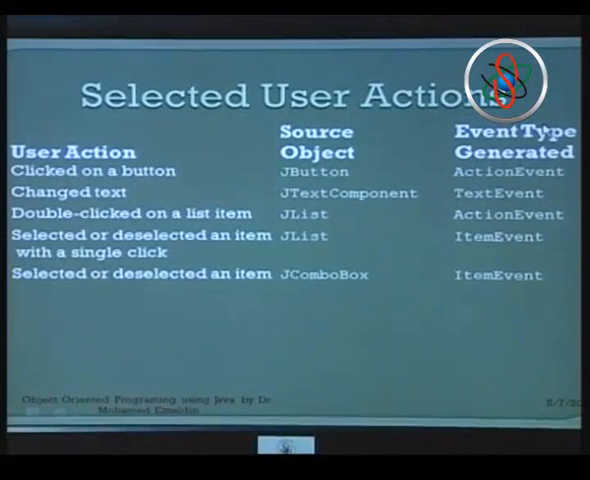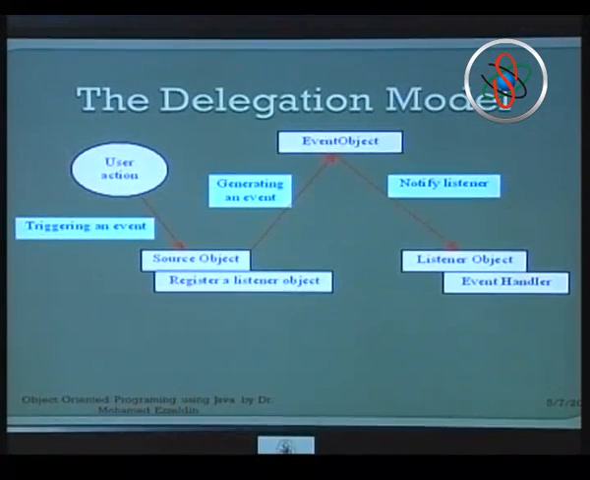And selected user actions. For example, the user action of clicking on a button, a JButton, has a source object and an event type generated, an action event, and so on. Here there are so many classifications, and so many things we need to speak about when we need to understand dealing with events in depth. This is commonly used when we are making graphics coding.